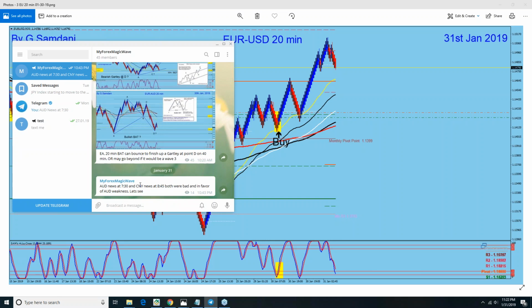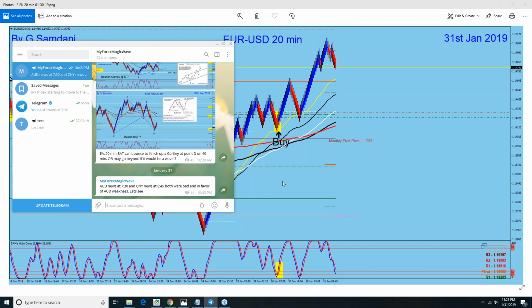Right now, for example, I posted here, see, Aussie news at 7:30 and China news at 8:45. Both were bad, in favor of USD weakness. So USD is getting weaker, and I'm watching both pairs. And obviously, Aussie yen, I'm interested to go short, so I'm watching that as well. I have put my alarm on all three of them, and when the alarm beeps, I'll just come and see and take the trade.